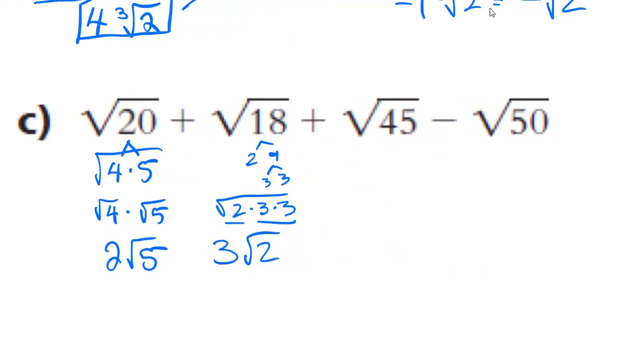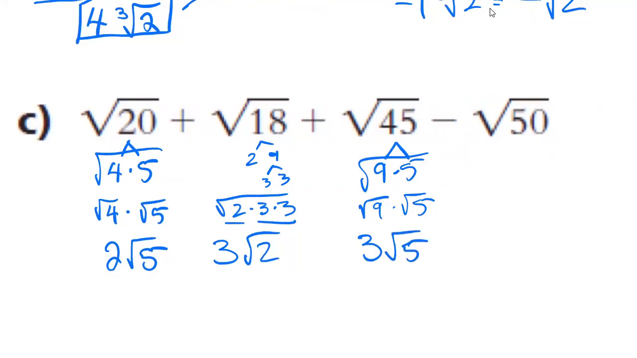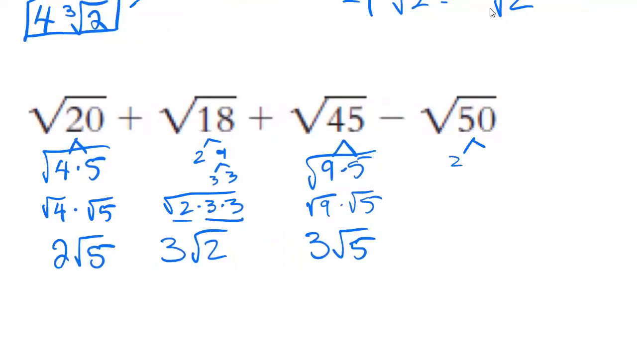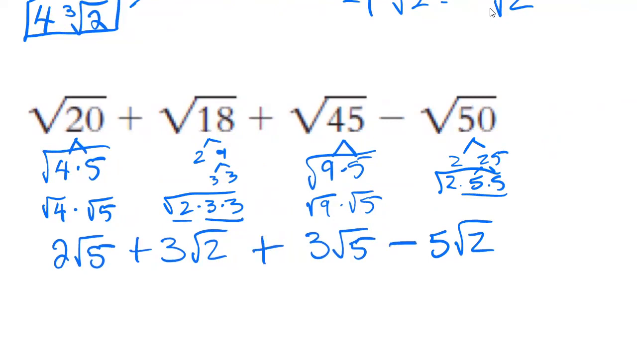So 45, I'll do this one like this. This is 9 times 5. 9 is a perfect root, so this is the square root of 9 times 5, or the square root of 9 times the square root of 5, which is the square root of 3. Sorry, not square root of 3, which is 3 square root of 5. And then square root of 50. 2 times 25 is 2 times 5 times 5. So that's the square root of 2 times 5 times 5. There's my pair. It gets kicked out. Left with square root 2. This is plus. This is plus. This is minus.